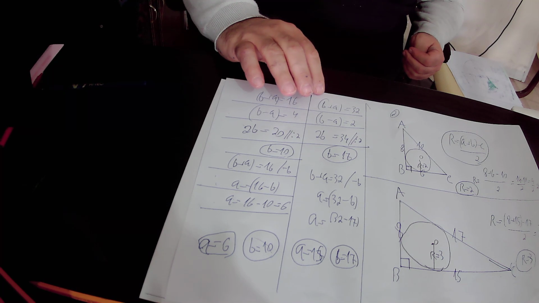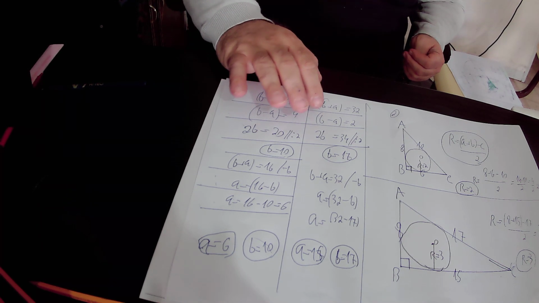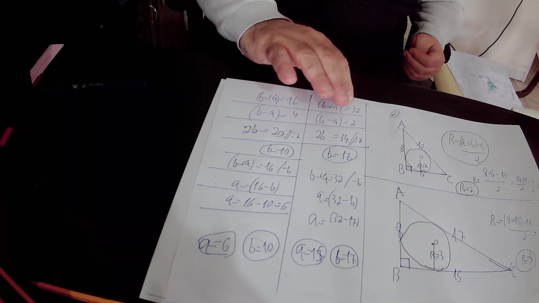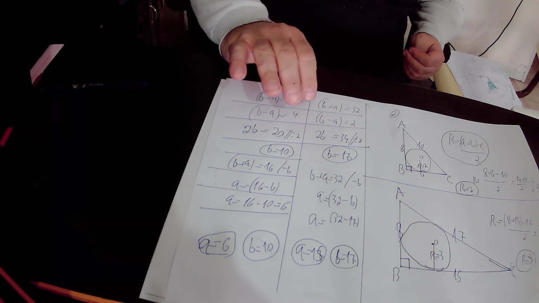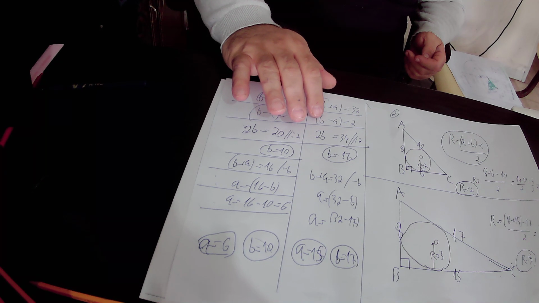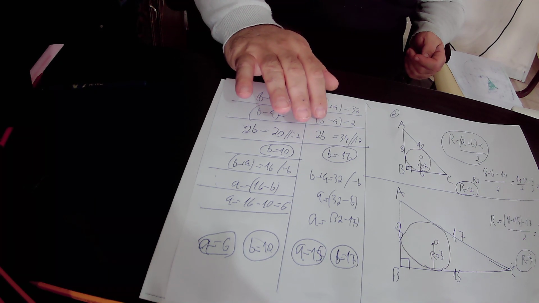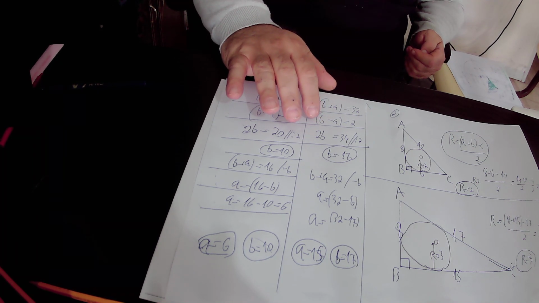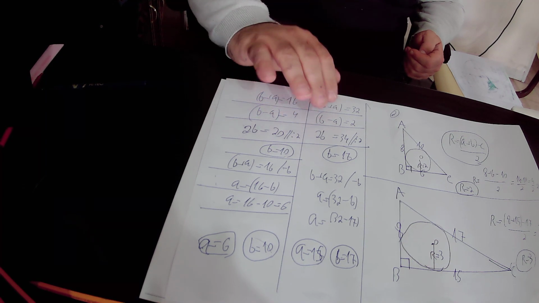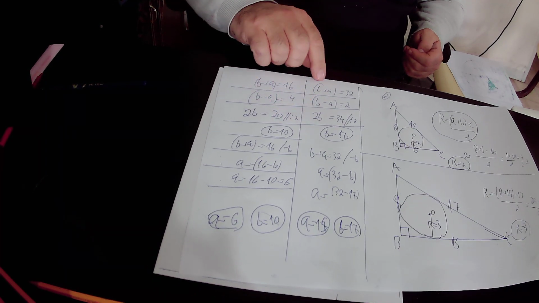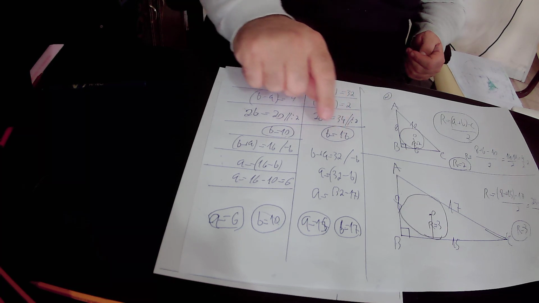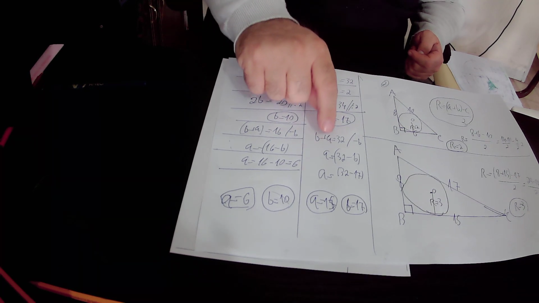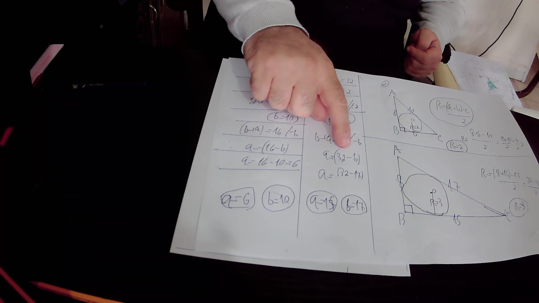We'll add the first equation to the second equation, and we get that b plus b is 2b and a minus a is 0. 32 plus 2 is 34. So we got here the equation that 2b equals 34. We divided this equation by 2 and we got that b equals 34 over 2, which is 17. And according to this equation, b plus a equals 32. We subtracted b from this equation and found out that a equals 32 minus b.